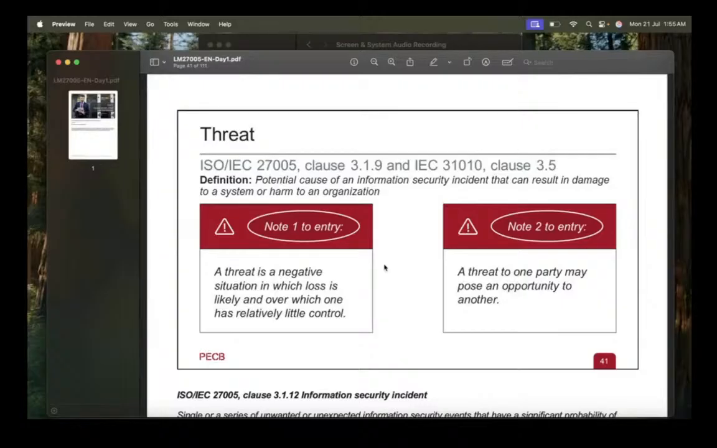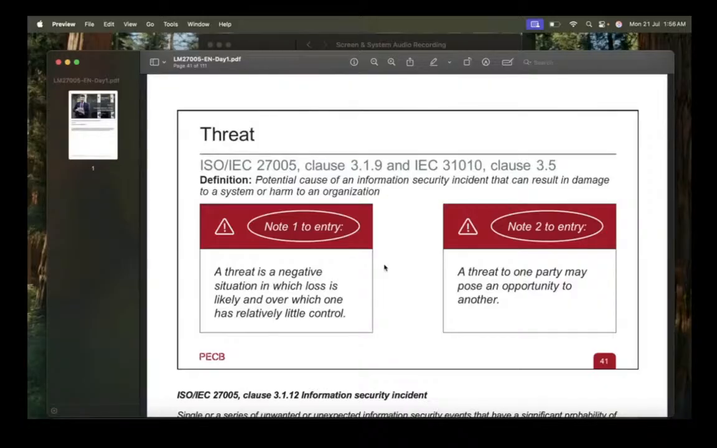We try to just take some precautions. As we have discussed, we try to make some policies around it, and there are different things, like multi-factor authentication, put in place in order to mitigate the risk of threat, so that the event does not occur. But as mentioned here, a threat is a negative situation in which loss is likely and over which one has relatively very little control.